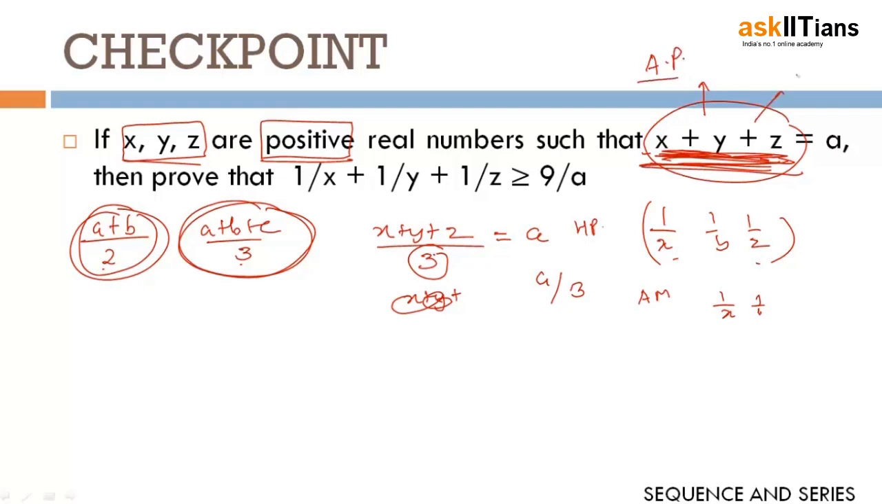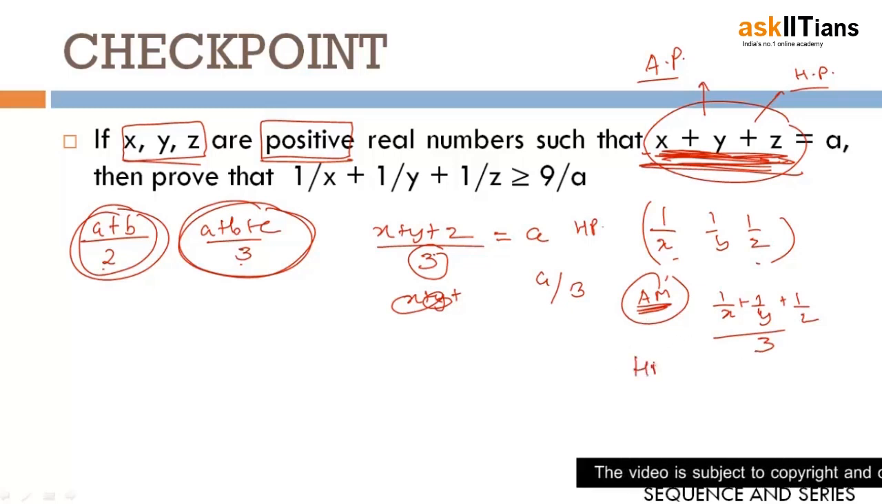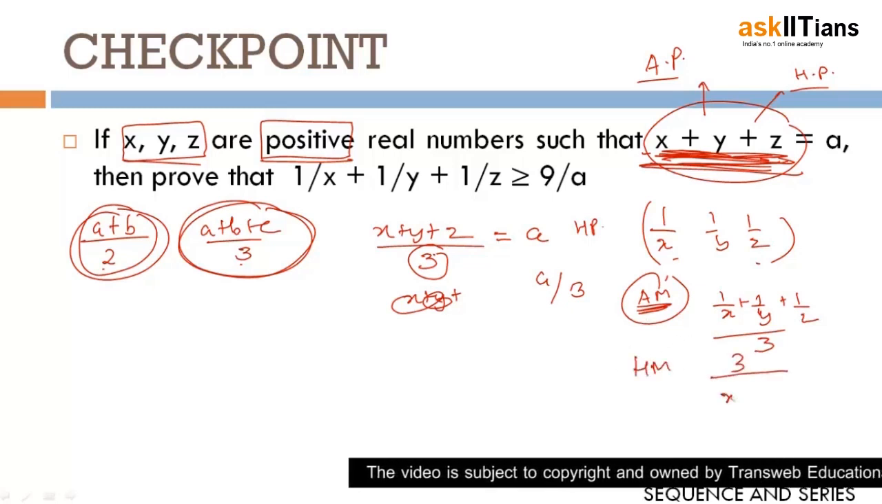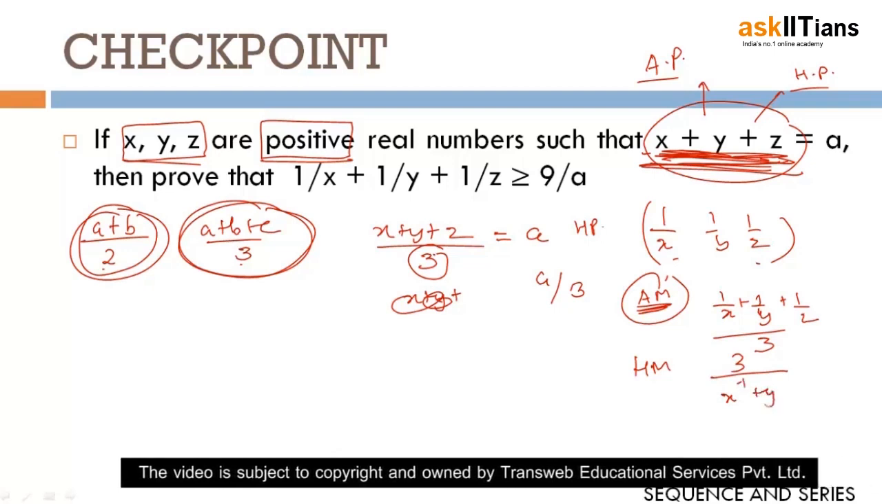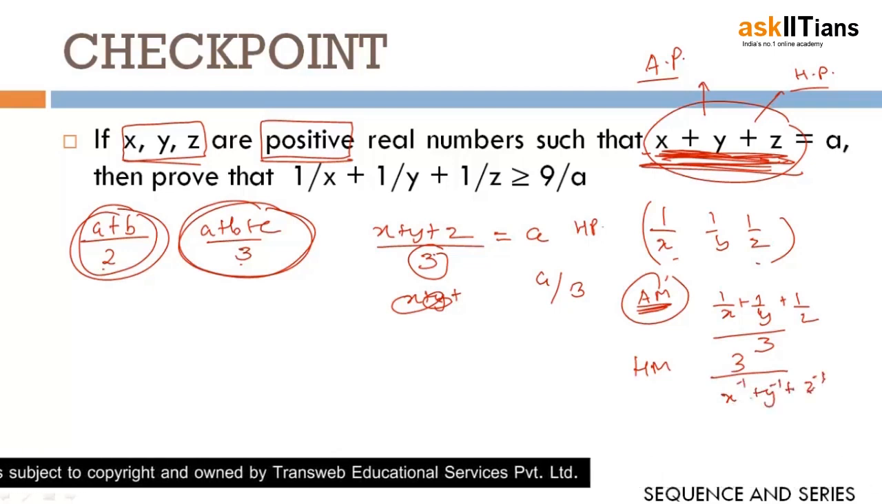Now I am taking this in terms of HP. So when I am talking about HP, this will be my AM. I'll find it like this, 1 by x plus 1 by y plus 1 by z, and this will be upon 3. And what will be HM? HM will be the inverse of this. So this will be x raised to the power minus 1 plus y raised to the power minus 1 plus z raised to the power minus 1.